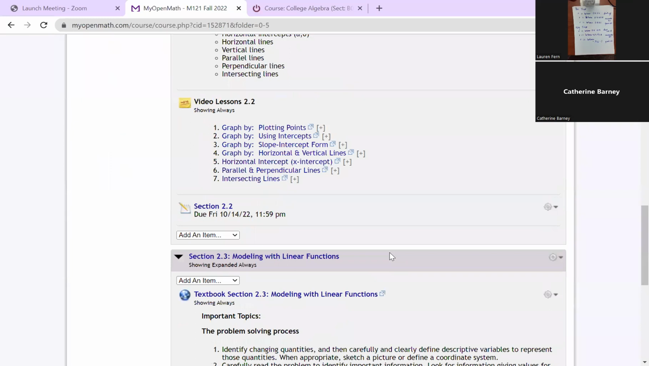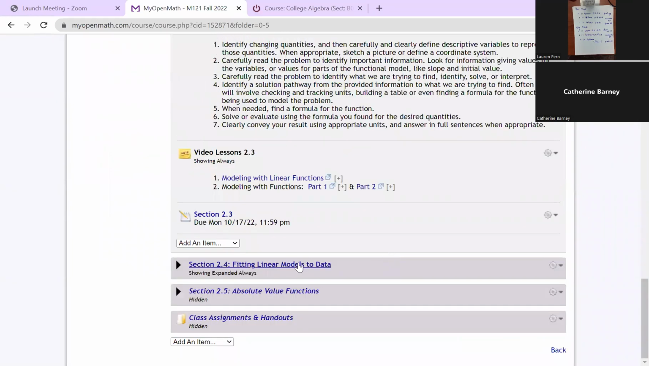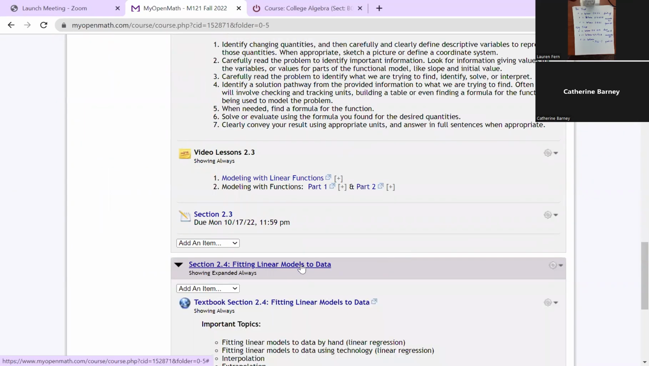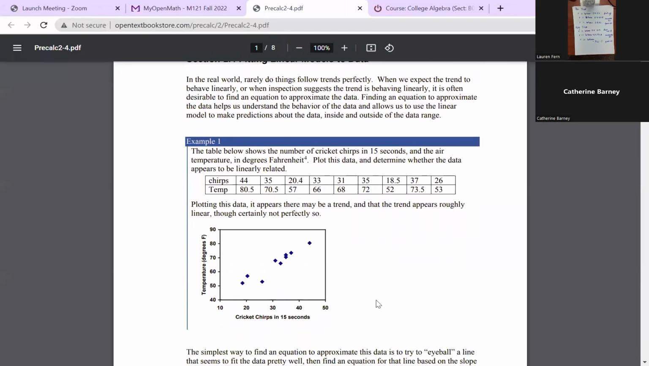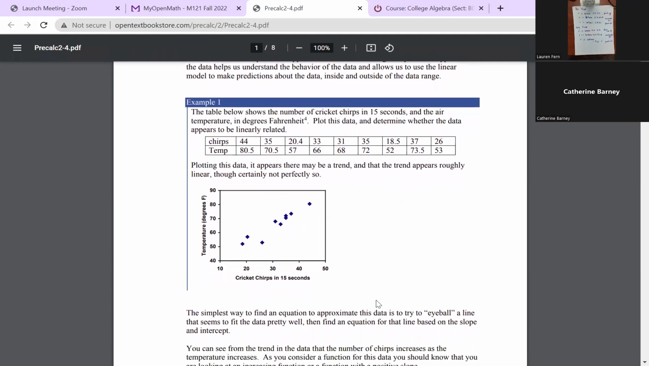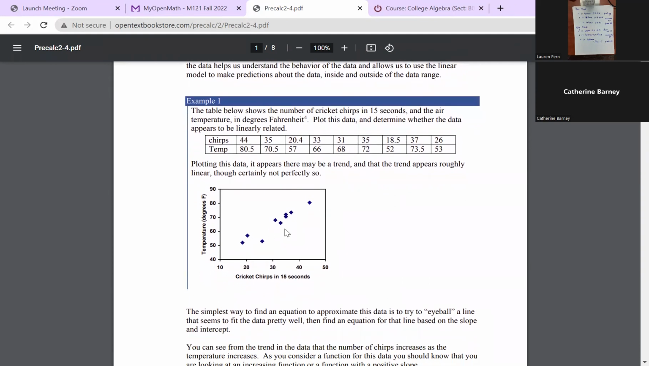So if I share with you section 2.4, I can show you the textbook. I just want to walk you through this a little bit. Here they were modeling, and I recommend you read through this. I think it's kind of interesting. I mean, this is reality. They're looking at cricket chirps in 15 seconds and the temperature, because it turns out that as temperature increases, so do the number of times crickets chirp.